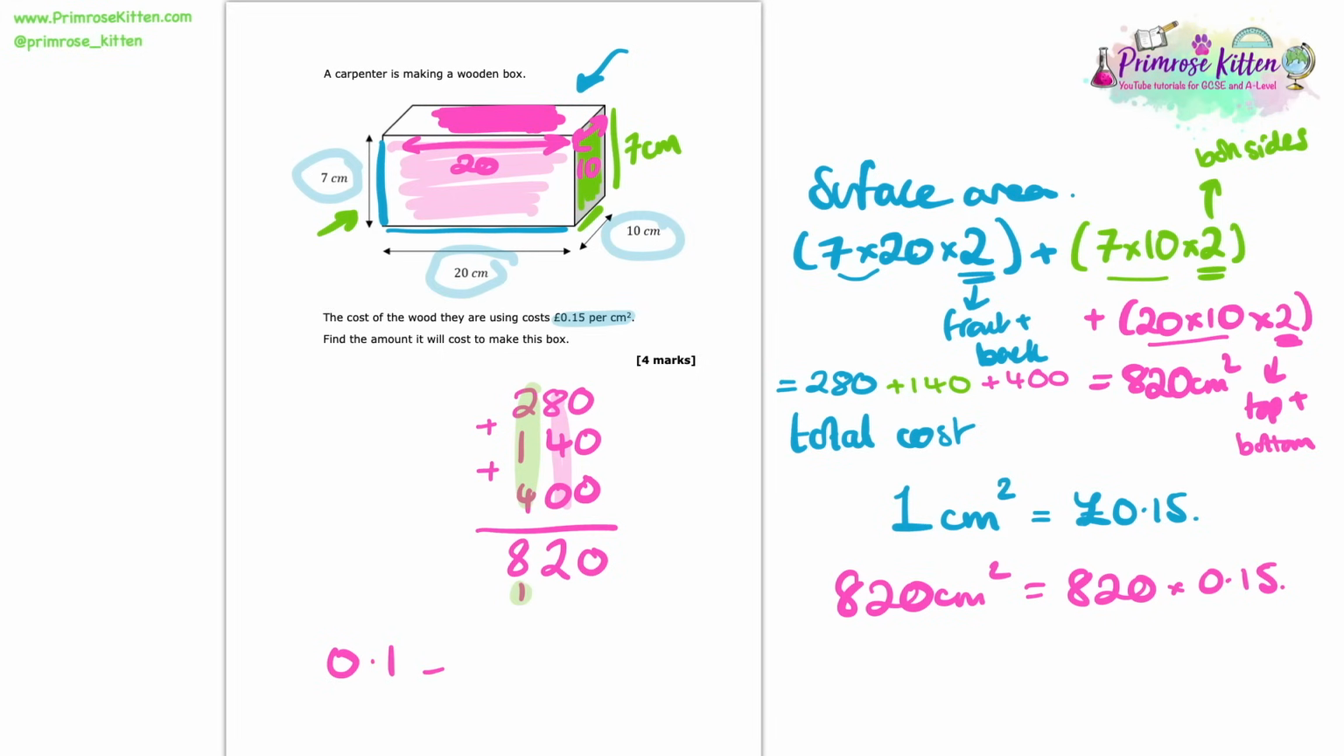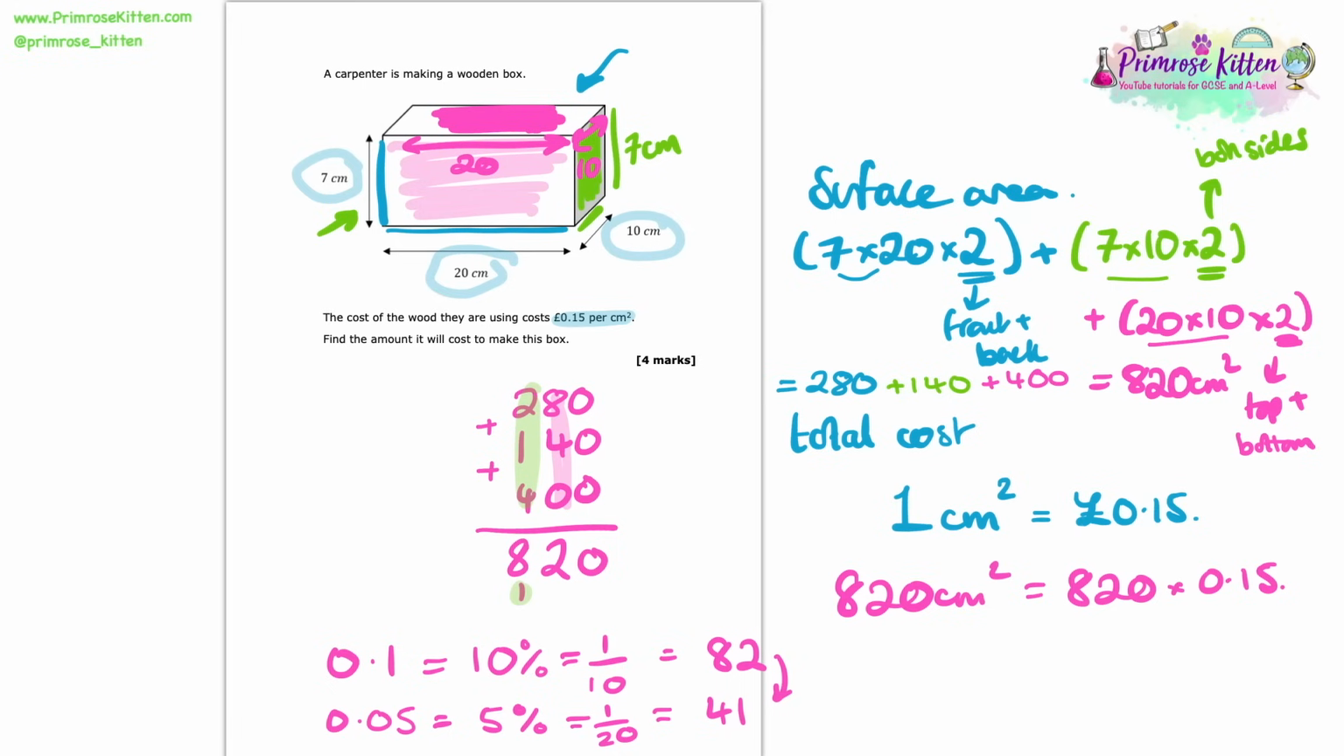0.1 though is the same as working out 10% of something, or 1/10. So what we could do is we could work out what 1/10 of this is, which would quite easily be 82, which we simply get by just dividing 820 by 10. And then we can work out what the 0.05 is, which is the same as 5%, which is the same as 1/20th. And we get that simply by halving the 82. So that's going to give us 41.